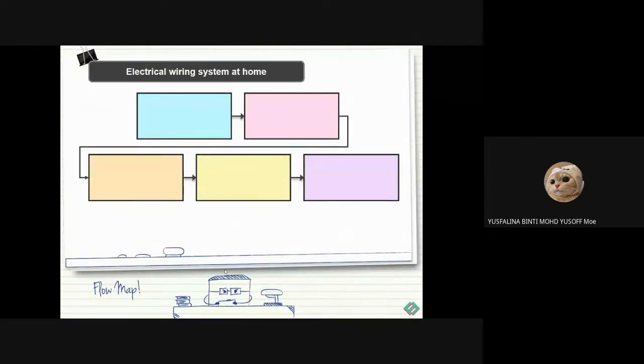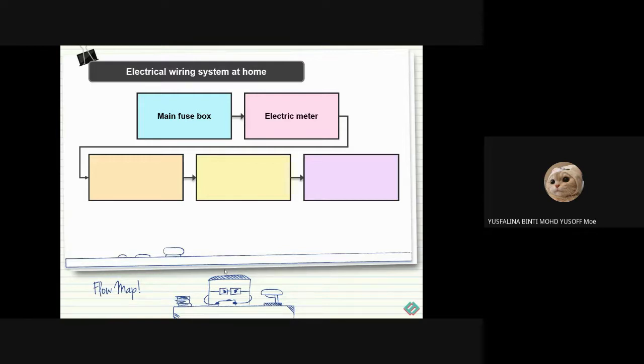All right, the next is the electrical wiring system at home. The first one is the main fuse box. You can see this in your living room. There is a big white box there. That one is the main fuse box. You can go and see.